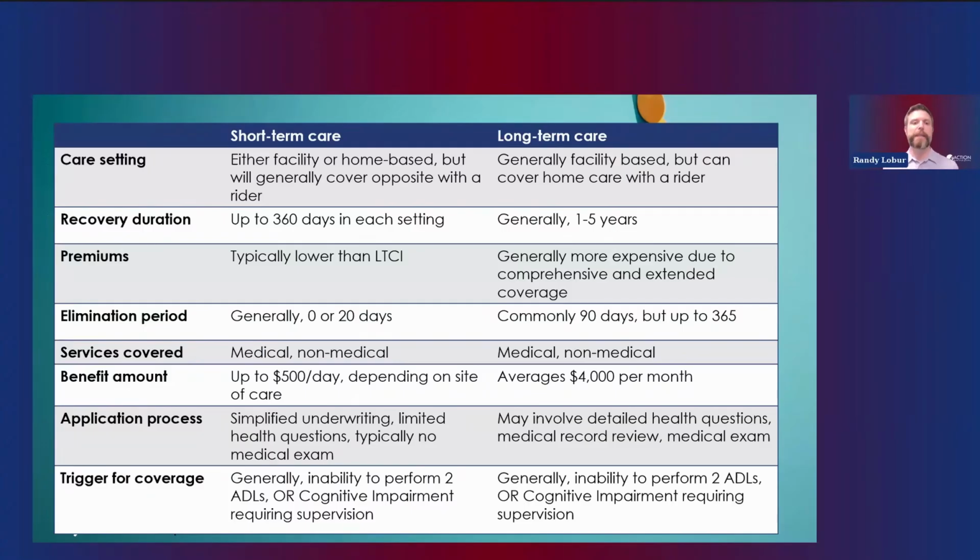And generally speaking, these benefits will trigger when your client is unable to perform 2 activities of daily living, or they have a cognitive impairment that requires supervision. Those activities of daily living are dressing, toileting, walking, those sorts of things, all 7 of those things from your licensing classes. If your clients can't do 2 of those, their benefits would kick in for this plan.